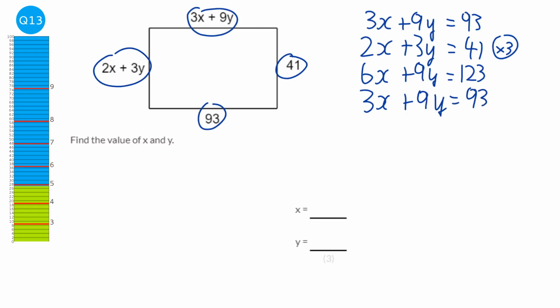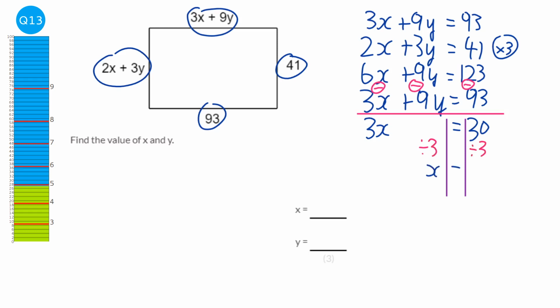Now looking at the signs, they are the same, and the s in same is the s in subtract, so we're going to subtract going downwards. So 6x take away 3x is 3x. 9y take away 9y is nothing, which is good. That's what we need. And then 123 take away 93 is 30. We're going to get our solving lines in, and we're just going to divide by 3 both sides.